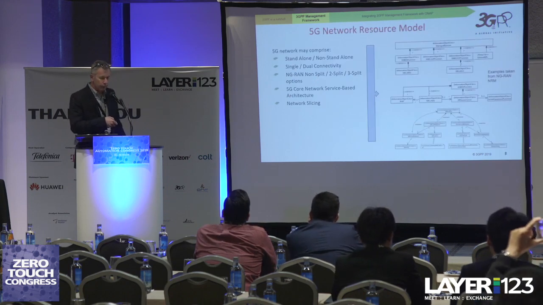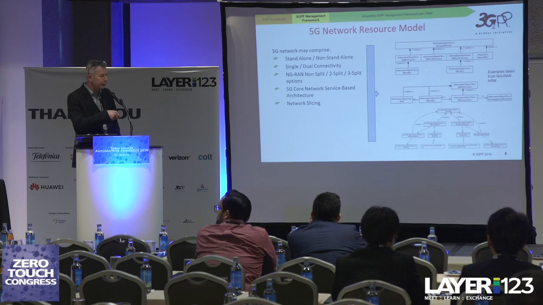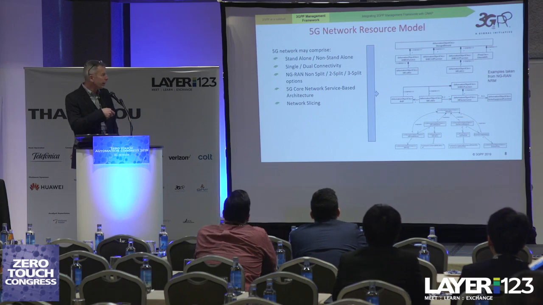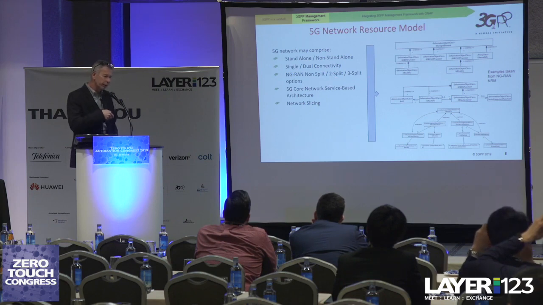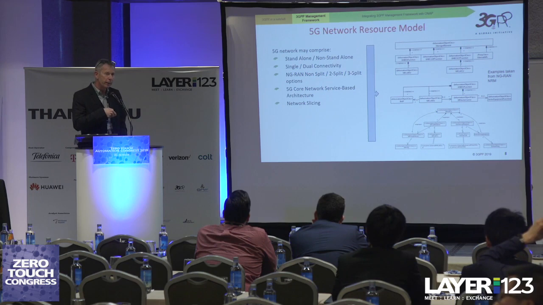With regard to the 5G network resource model, I just copied here some fragments from our technical specification in 3GPP, just to show that a 5G network may be very complex, actually. There are some concepts which didn't exist in previous technologies. So now we have the possibility to have standalone deployment, non-standalone deployment, depending on whether you have a core network which is 4G or 5G. You can have single or dual connectivity, depending on whether your UEs will be connected to 4G or to 5G or both at the same time. We know that a new 5G RAN can be completely disaggregated or not. So there are several options here.